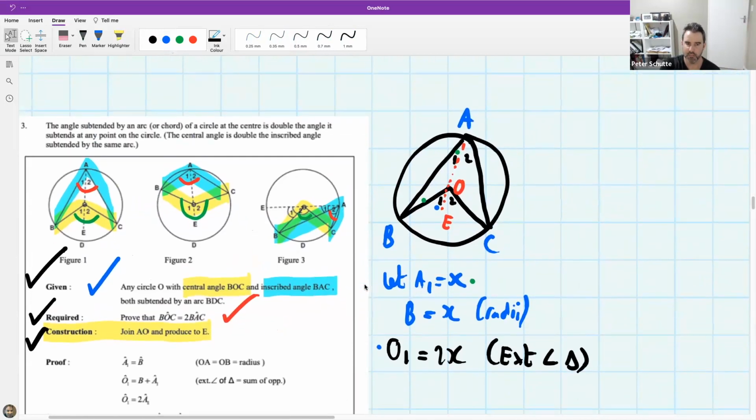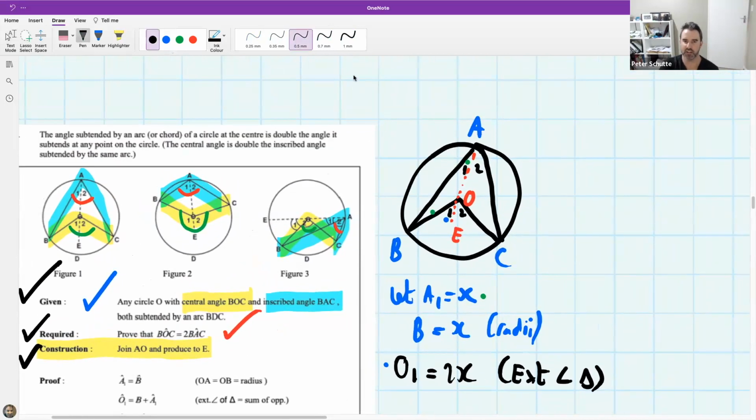So take a moment. We're going to slow down here because I can see I'm losing some of you. All I'm going to do here is remember my goal is to show that the yellow one is double the size of the blue one. I've done my own little drawing just so that I can draw on it a little bit more, but it's the same as this one over here. I said the green dot A1 is equal to the angle B because of radii. Both of these are radii.